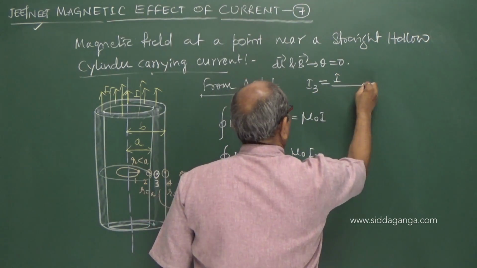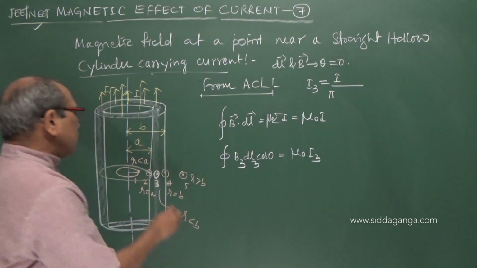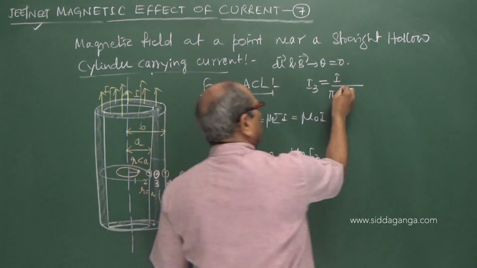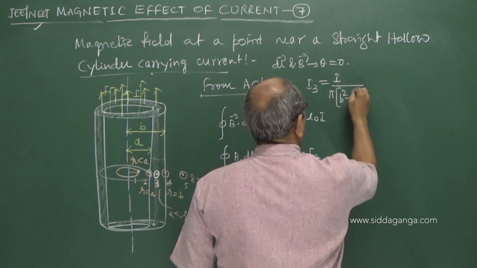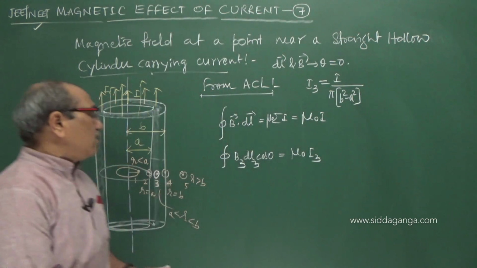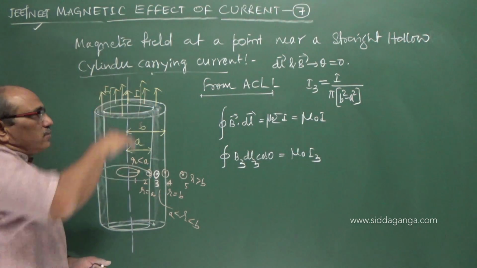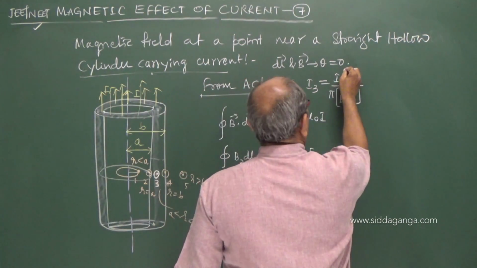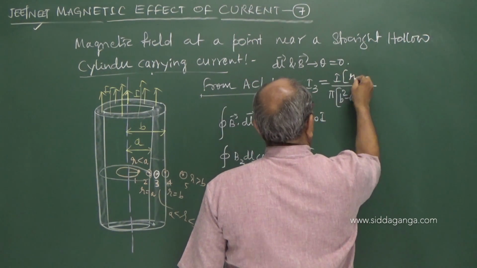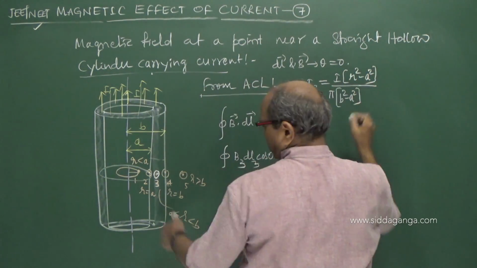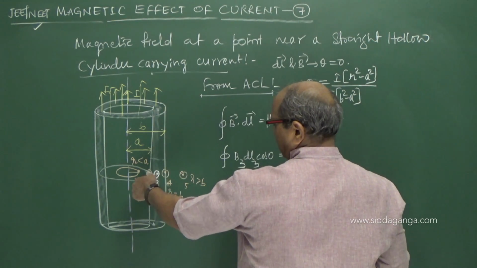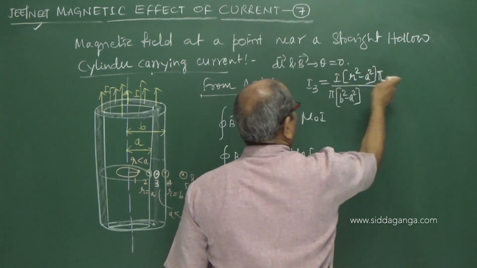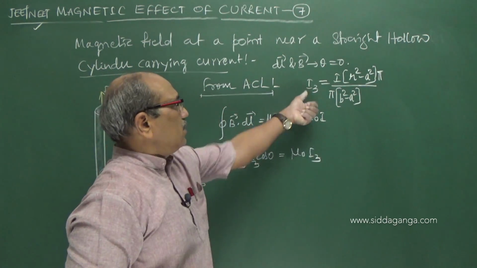Main current is I. What is the thickness here? It is B minus A. Area, if I want to subtract, is B square minus A square per unit area. Complete circle comes. And what we have taken is R square. R may be anywhere at that value, R square minus A square, because it is greater than A. This gives you the current. Pi cancels and I3 can be written.